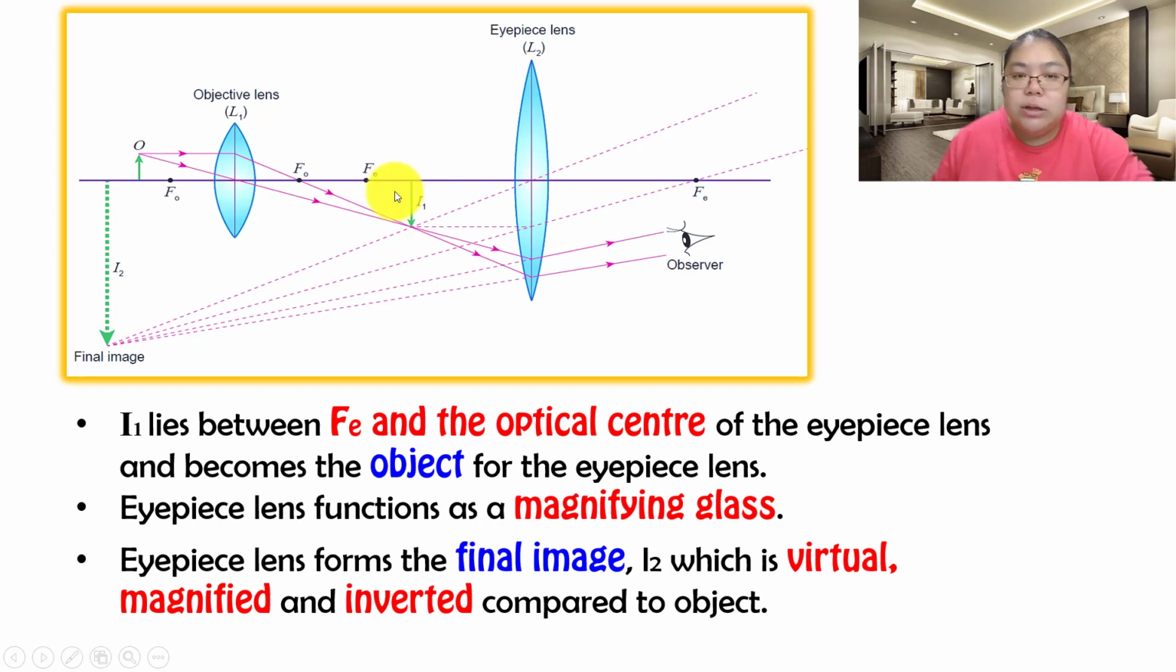Okay, next, this becomes the object already. The eyepiece has the function of a magnifying glass. After that, it produces a second image. What are the characteristics of this second image? It is virtual, inverted, and after that, magnified. How do we compare? We compare with the object. So these are all the characteristics you need to know before you want to build this microscope. Normally the question will ask you to draw, but they may want you to explain how to build the microscope.